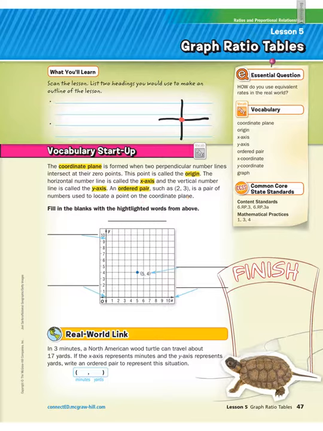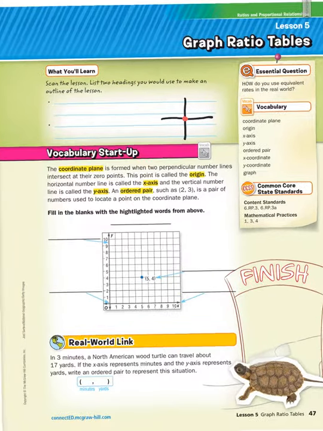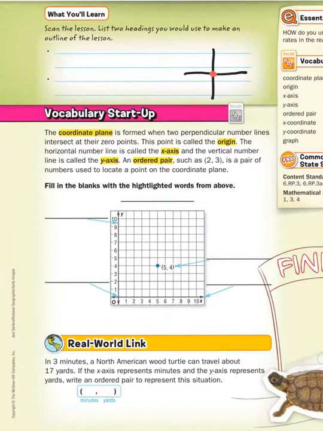All right, this is fill in the blanks with the highlighted words from above. So we'll go through. Let me zoom in so we can see it a little better. Now, this whole thing here is called the coordinate plane. So we're going to write that down on top. Make sure you're doing this in your book.